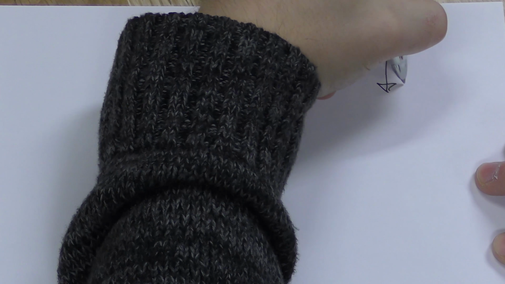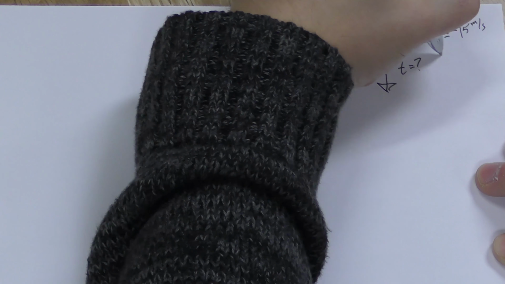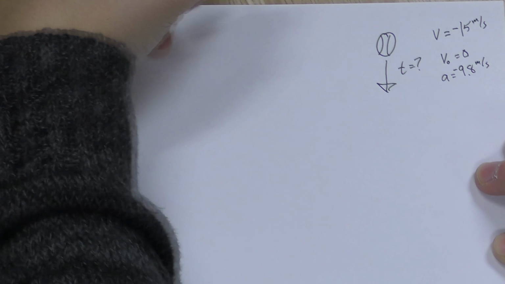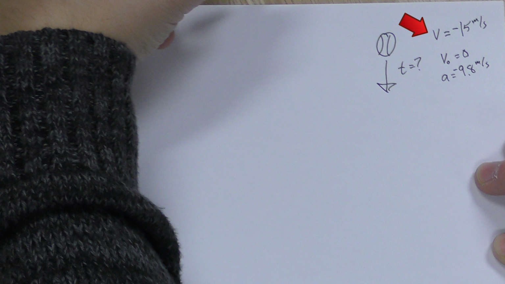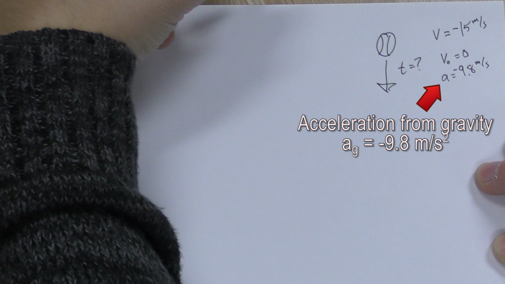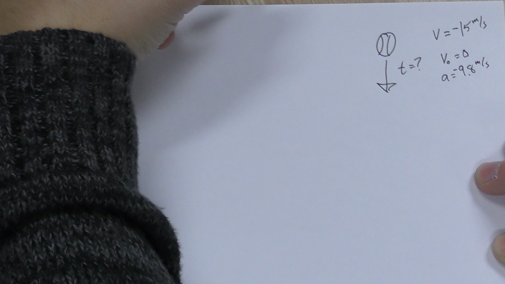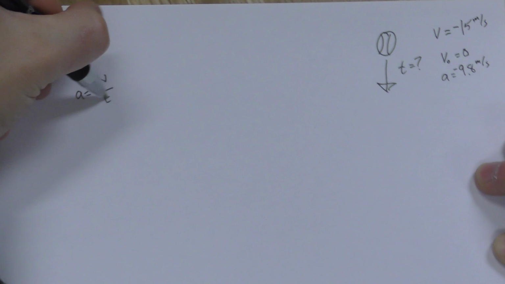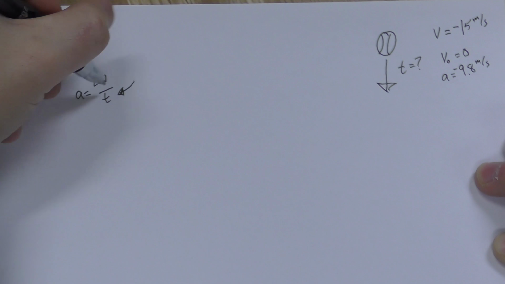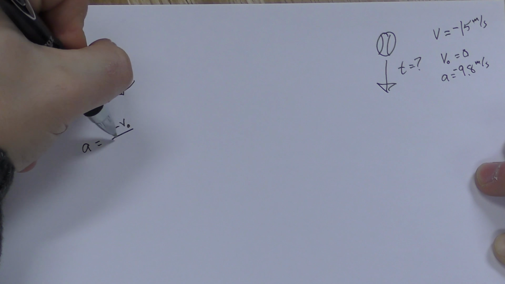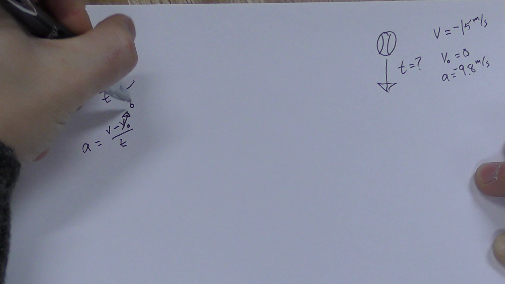Let's look at a problem in the y dimension. Suppose a baseball is dropped from rest and its final velocity is measured to be 15 meters per second down, or negative 15 meters per second. How much time did it take for it to fall? Well, the Earth accelerates all objects in the air at negative 9.8 meters per second squared. It's negative because the Earth pulls the ball down. a equals delta v over t, and delta v equals v minus v naught. And since v naught is 0 at rest, it goes away.